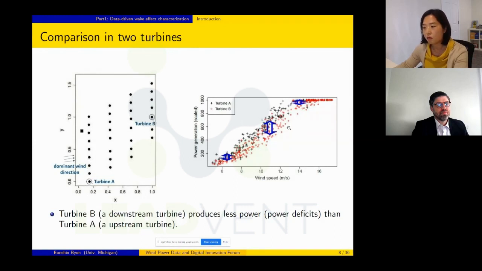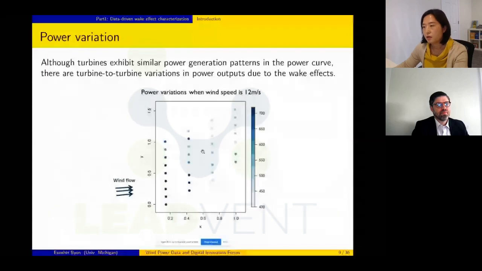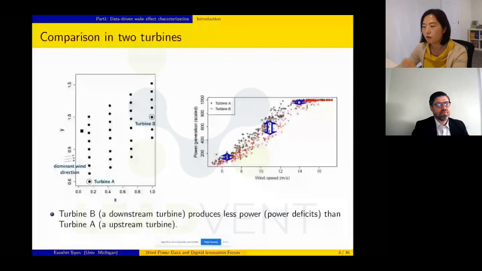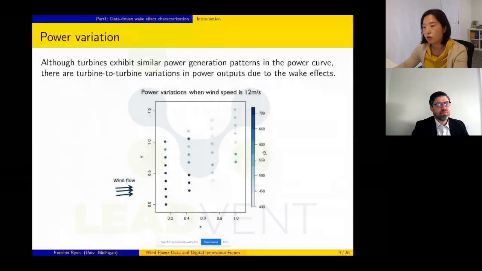And here is the scatter plot from the actual operating wind farm. The x-axis is wind speed, and the y-axis is power generation. Black is the power data from turbine A, the upstream turbine, and red is the power from turbine B, the downstream turbine. Clearly, we can see that upstream turbines tend to generate larger power compared to the downstream turbines. Although the turbines exhibit similar power generation patterns, overall a similar S-shaped power curve, there are turbine-to-turbine variations due to the wake effects.